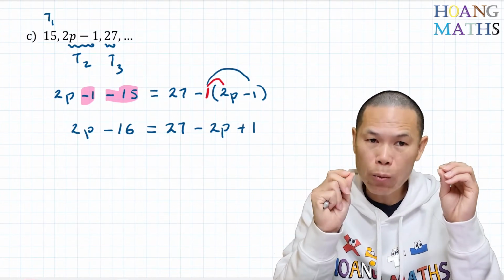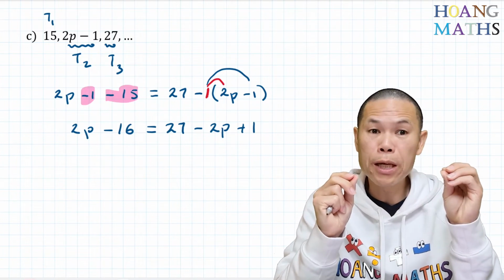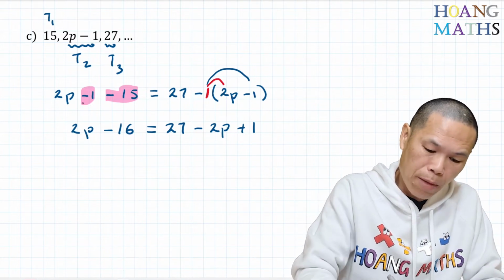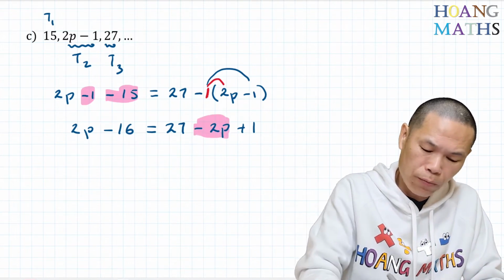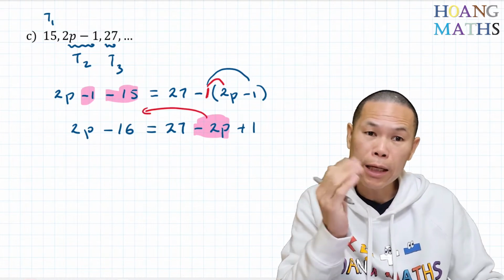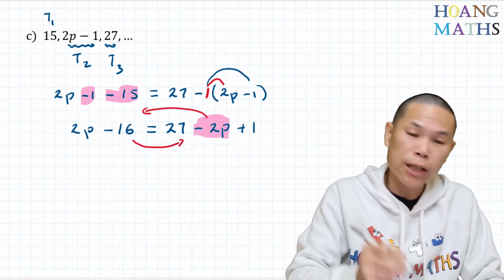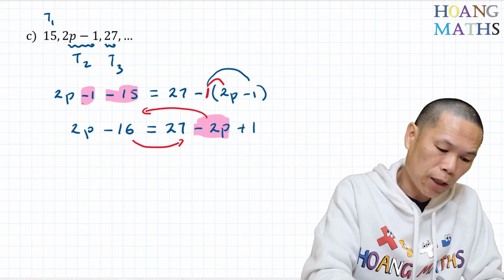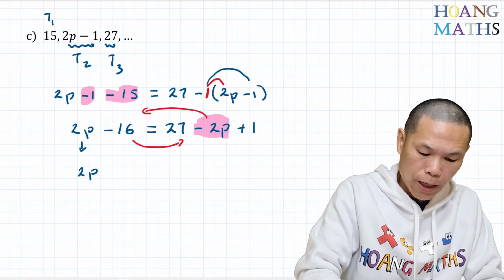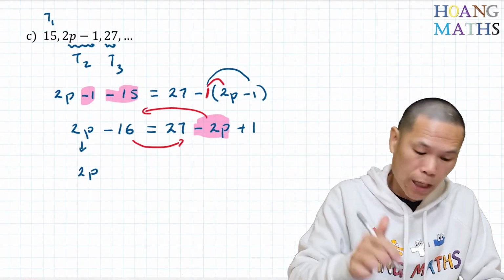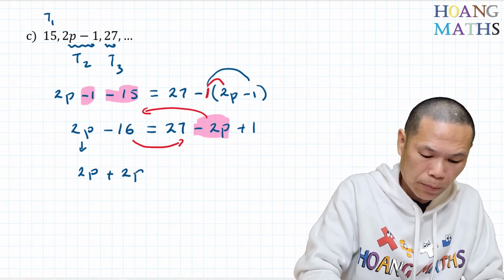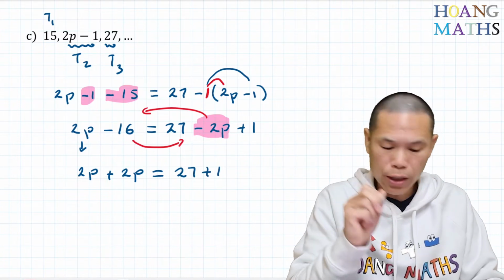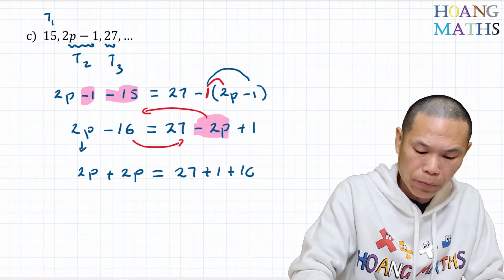So there you go. So now what I do is I move the p on one side and the number on the other side. So we have minus 2p here. We move it in here, so that will give me plus 2p. And 16, I move on that side, because it's minus, so move over becomes plus. So let me just write this down. So 2p, and then this negative 2p, I move on that side, so it becomes plus 2p. The 27, I write this down, plus 1, I write down first, because of negative 16 move over, becomes plus 16. So there you go.